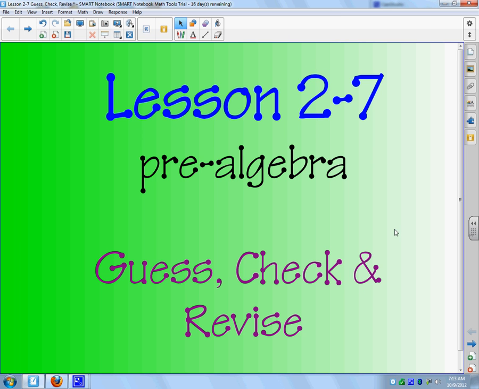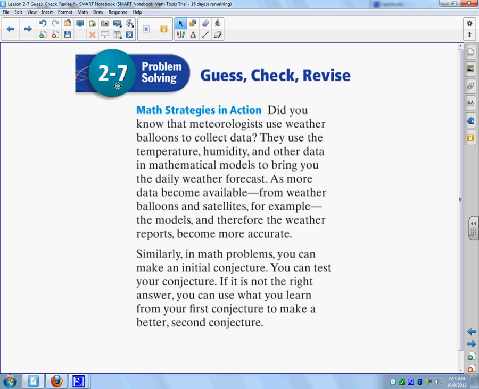This is lesson 2.7 for pre-algebra, guess, check, and revise. Now this is a little bit different of a lesson. It's all about story problems. So on your paper, title it 2.7, problem solving. You don't need to write any of this down, I just want you to listen.